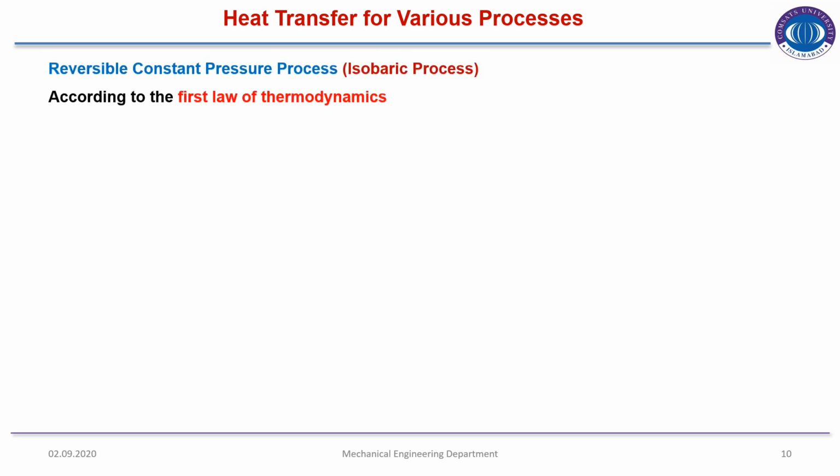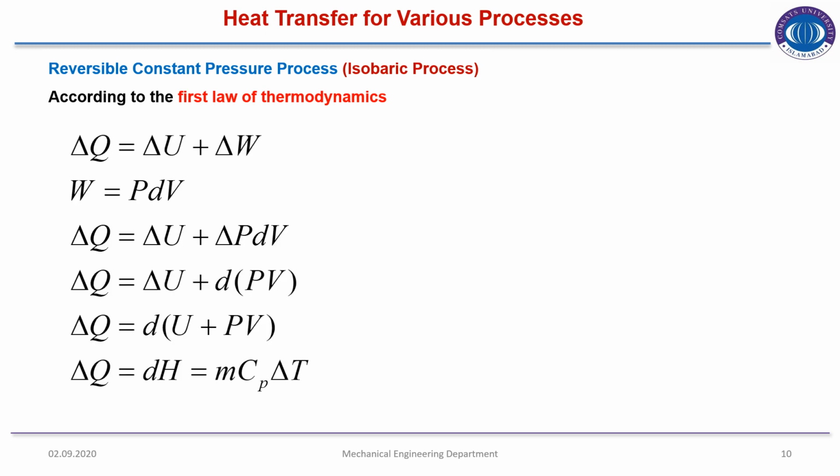The second process is the isobaric process. The isobaric process is a constant pressure process. According to the first law of thermodynamics, del Q is equal to the change in internal energy plus work done. Work done is represented by PdV. So we put the value for work done here. Del Q is equal to del U plus P dV. For an exact differential, we can replace the del sign with d.